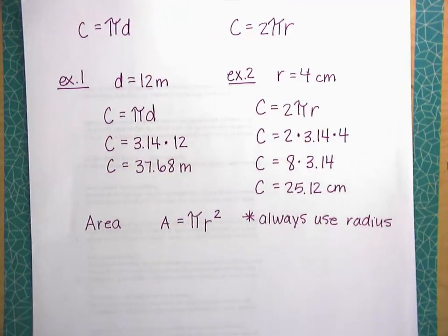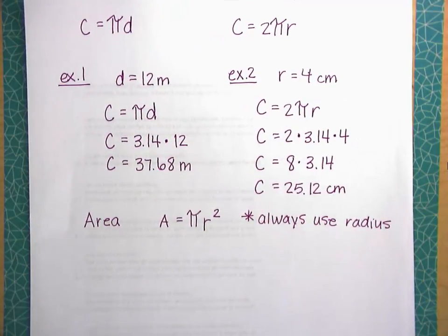So knowing that, if they give you the diameter, what do you have to do to solve the area? You have to change it, or you have to find the radius first. Are we all clear on that?